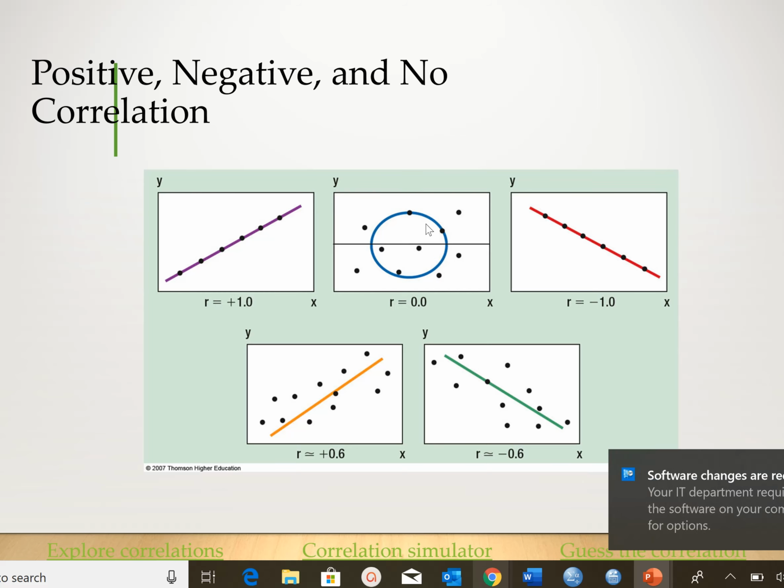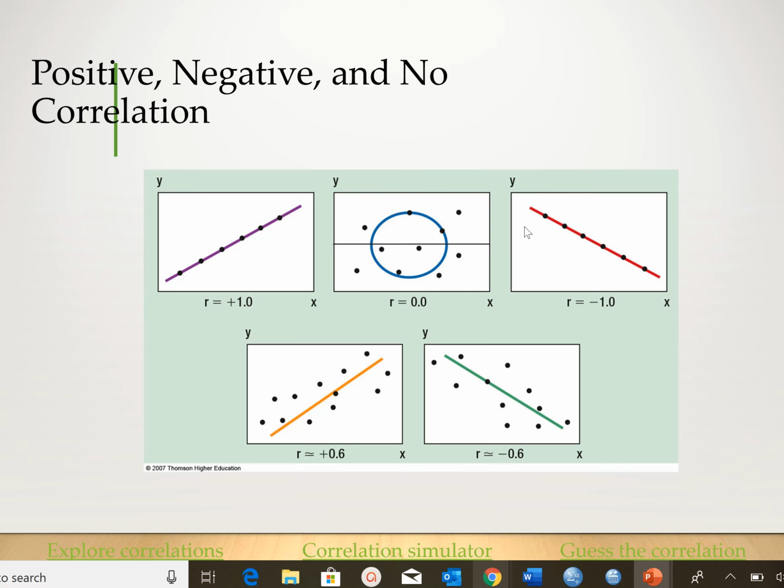Here we have basically no relationship between the variables. Here we have a perfect inverse relationship, where as x increases, y goes down linearly. Here we have a fairly strong positive correlation, where a linear equation can summarize the relationship between x and y as being fairly positive. So we have a correlation of positive 0.6, and here we have a fairly strong inverse correlation.